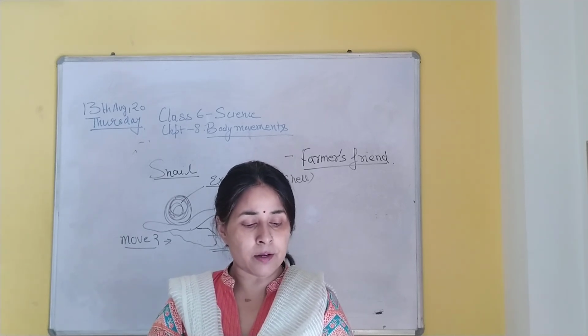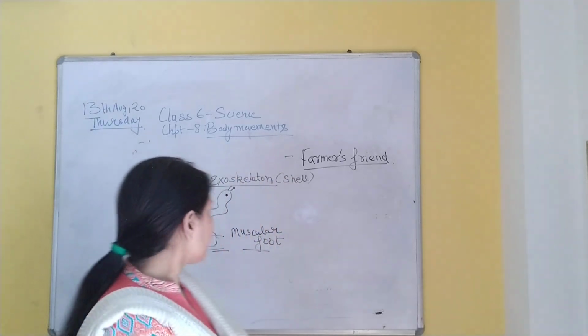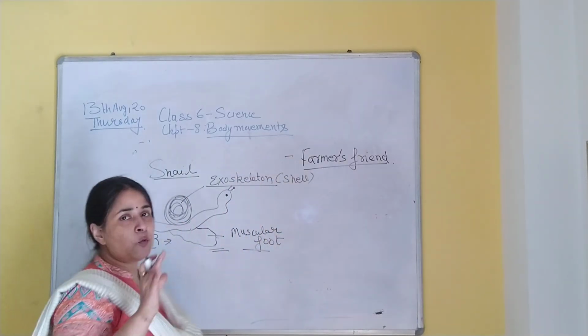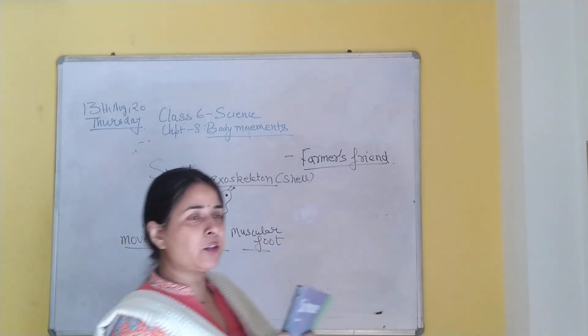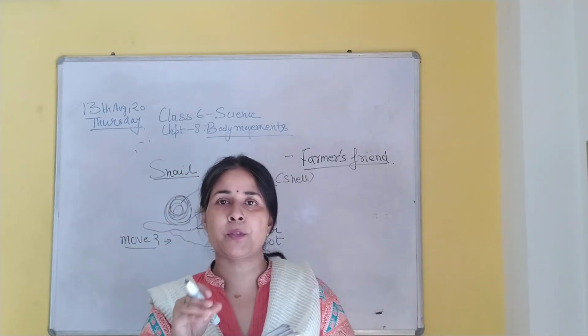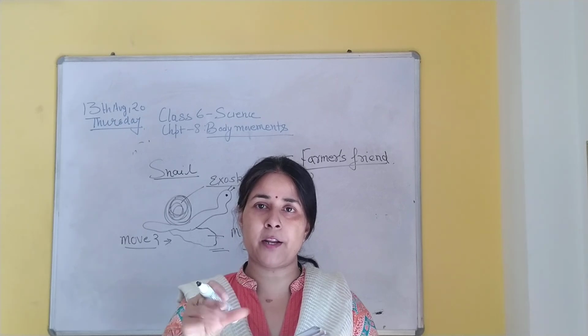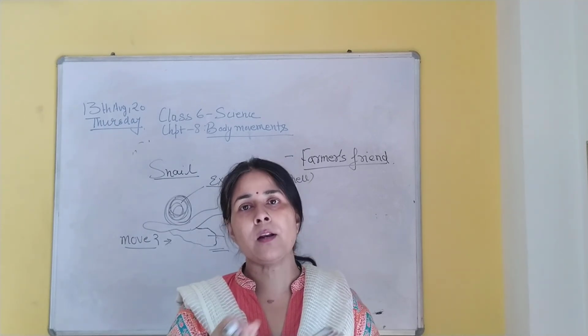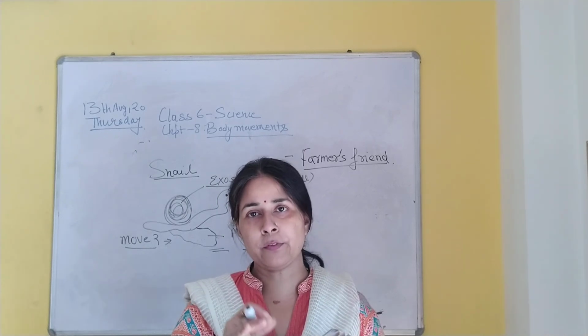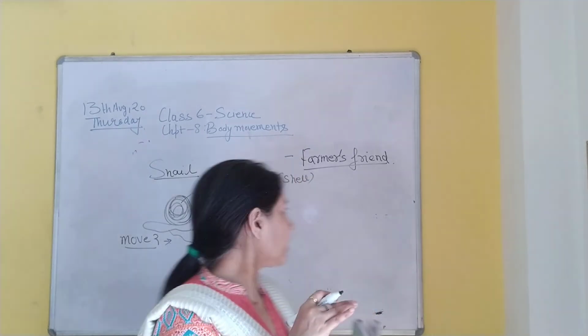Now if we see this movement, we find that the movement of the snail is slower than the movement of the earthworm, because the earthworm grips and keeps on extending and contracting. The earthworm moves faster, but the snail moves slower than the earthworm.